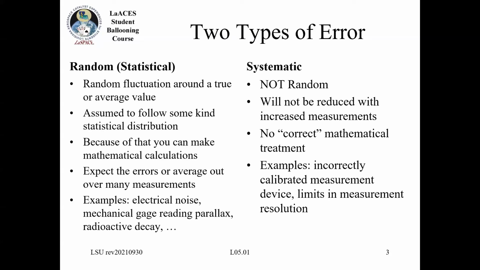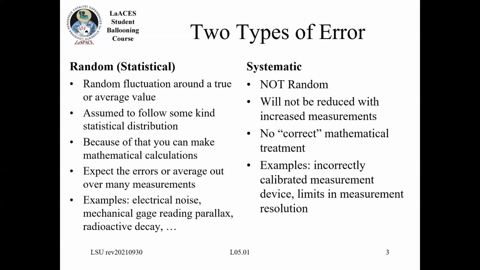So in general, when you're dealing with errors on scientific measurements, they broadly fall into two different categories. The first category is the random or statistical error. And then the other is usually called systematic error. And obviously the random error is a random error. That's called that for a reason.